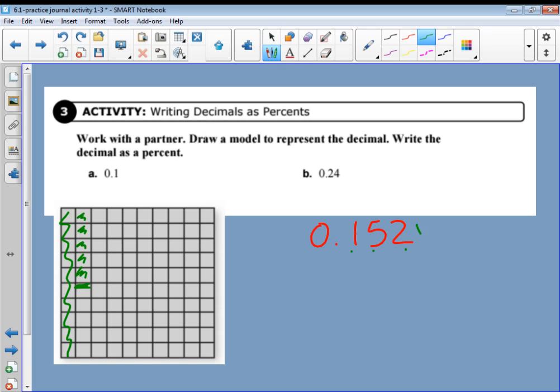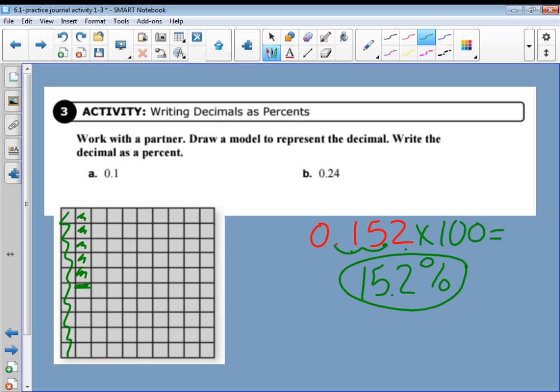Or I could simply take this times 100, and I move my decimal place 1, 2 places, and I would get 15.2%. All right. So just in case you come across something that has a larger amount of decimals, we do the same thing of just multiplying by 100 when you go from a decimal to a percent.